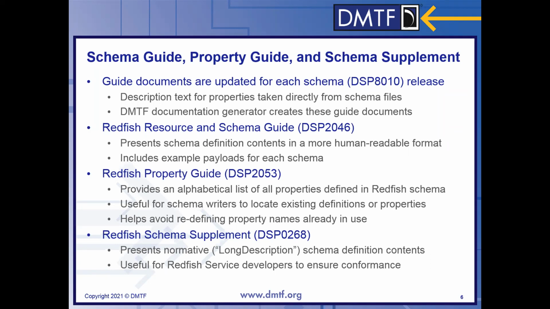The DSP 2046, that's the Redfish Resource and Schema Guide. That's your go-to document for a much more human-readable method for all of the schema contents. The property guide is an alphabetically sorted list of every property. So if you find a property that you want to understand, and see where else it's used throughout the schema, you can go there. And lastly, the schema supplement is really the same as the schema guide, but instead of the user documentation, it's using the developer documentation and, as we would call it in the standards body, the normative language. And so you get a lot more of the formal requirements there.